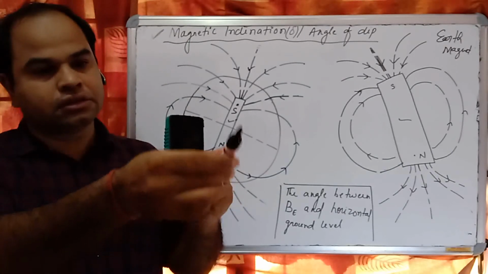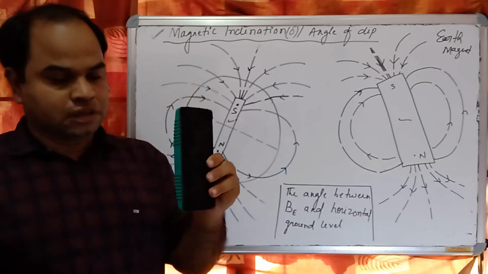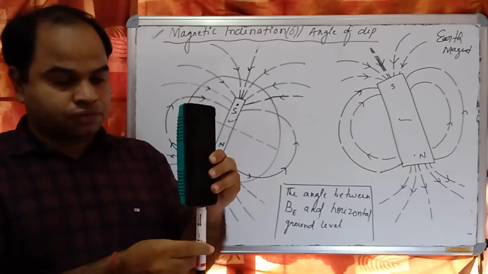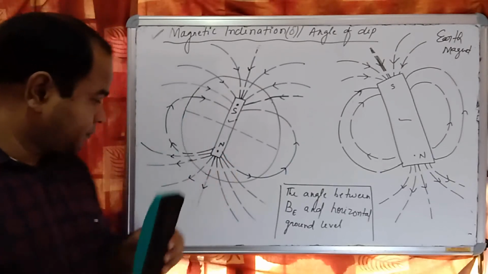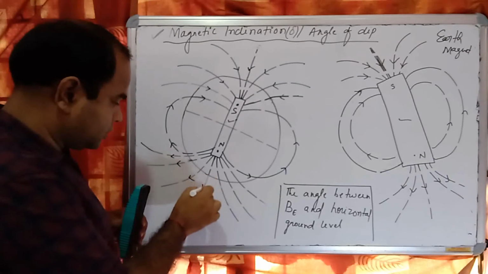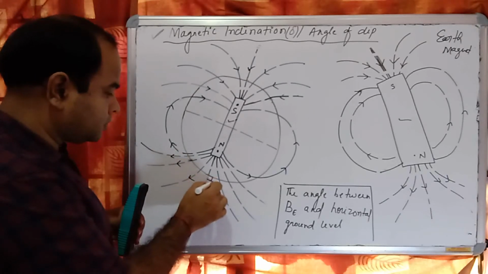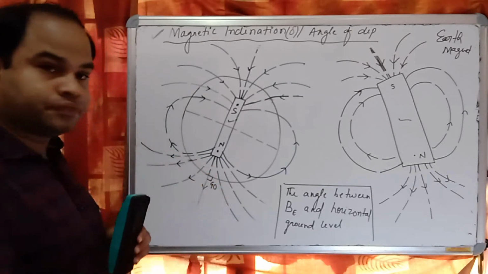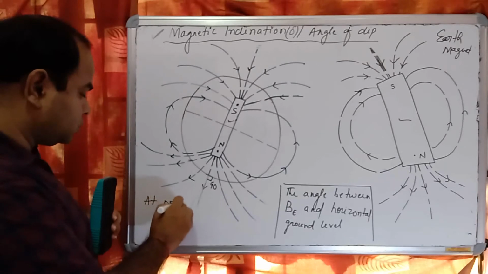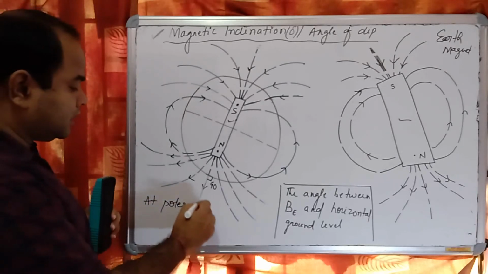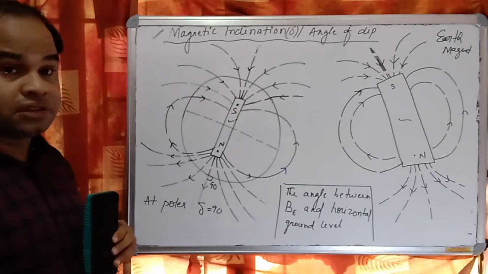So that means at the poles the field lines are perpendicular to the Earth's surface. So 90 degrees. We can say at the poles this delta is 90 degrees. The angle of dip is 90 degrees.